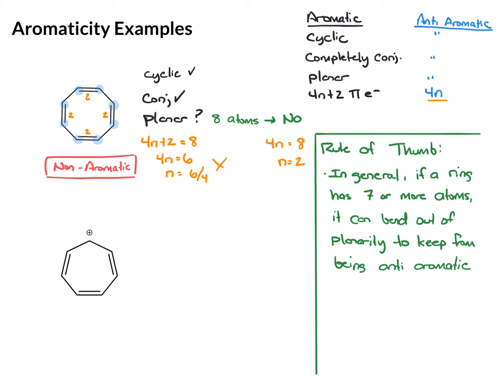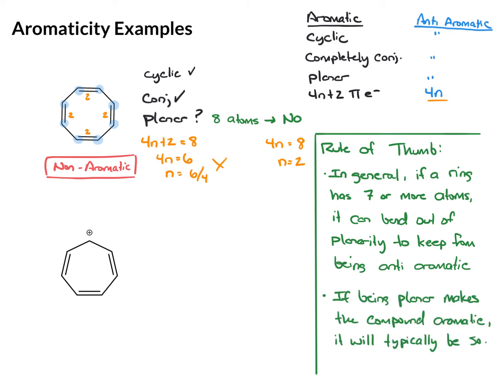One really important word of caution here, though. Don't take this to mean any ring with 7 or more atoms will not be planar. It only bends out of planarity to stop from being anti-aromatic. If all the criteria is met for something to be aromatic, 7 or more atoms will be perfectly happy to be planar. So there are some exceptions, but in general, if being planar will make it be aromatic, it's going to be, because that's a good thing. So it could be 7, 8, 9, 10 atoms in the ring, totally fine.